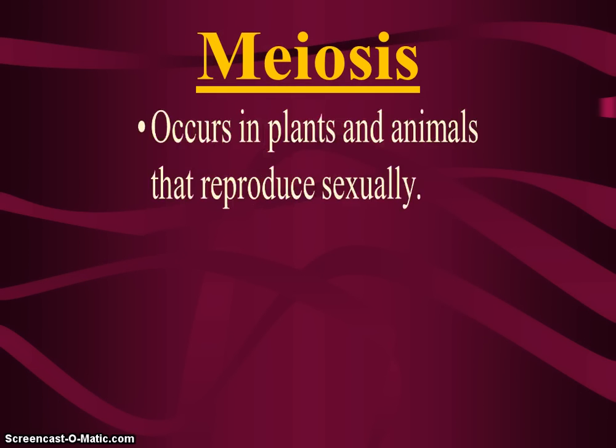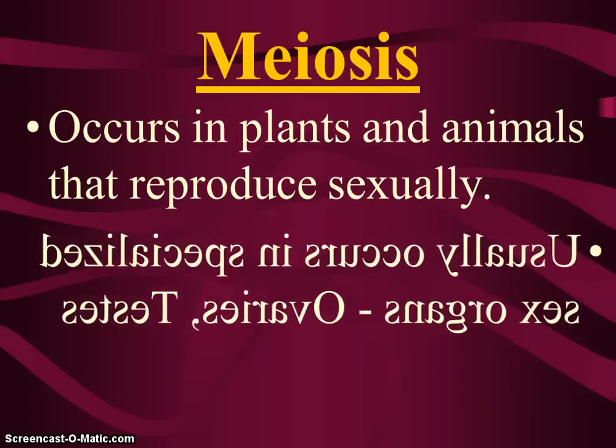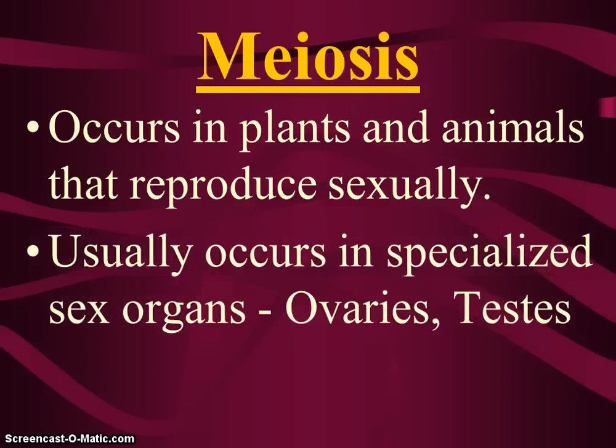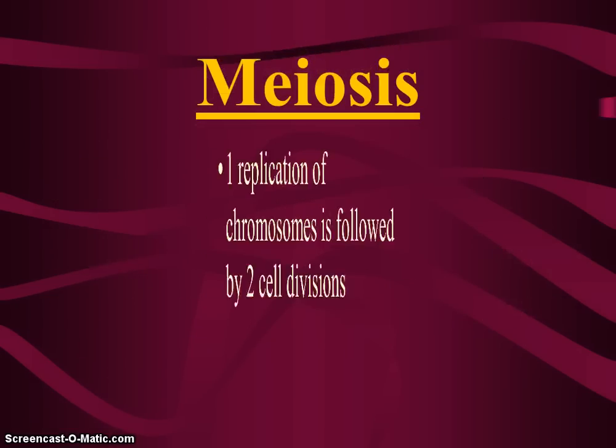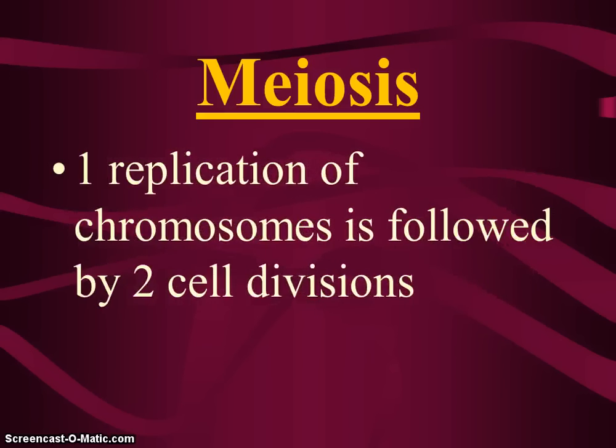So the process of meiosis is going to occur in plants and animals that reproduce sexually. If it's reproducing sexually, it's going to be occurring in your sex organs, which are the ovaries and the testes. And it is pretty much the cell cycle twice. However, there is one replication of the genetic material, the chromosomes, followed by 2 cell divisions. So we're going to learn interphase 1, prophase 1, metaphase 1, anaphase 1, telophase 1. Then we'll go to interphase 2, prophase 2, metaphase 2, anaphase 2, and telophase 2.